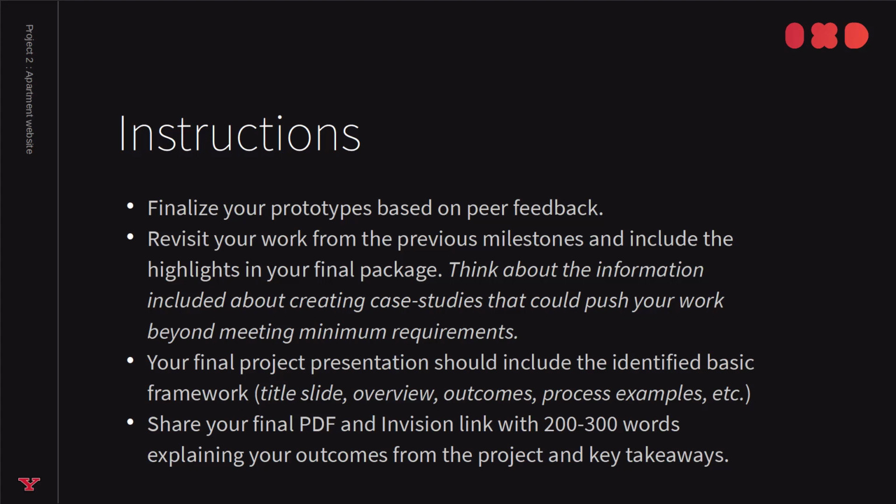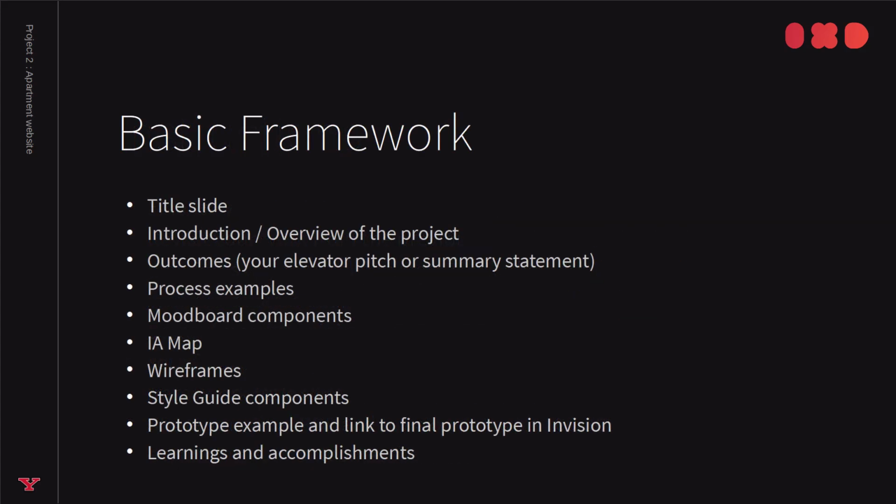Your final project presentation should include the following: a title slide, an introduction or overview of the project, any outcomes or your elevator pitch summary statement, and process examples like your mood board components, the IA map, wireframe, style guide components, the prototype example, and a link to your final prototype in InVision. Also include any learnings and accomplishments: the top 3 things you're most proud of from this work, or the things that you learned, the things that kind of sell your work. Include that in your final presentation package as well.